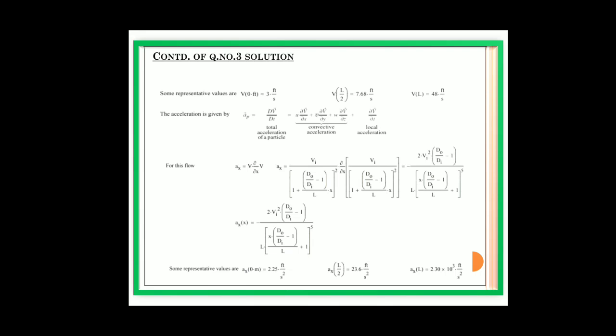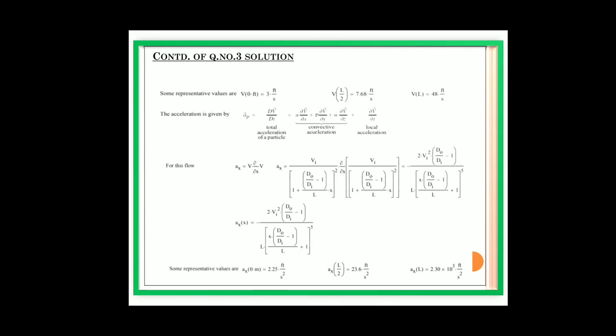2 into vi square into (d naught by di minus 1) divided by L into 1 plus (d naught by di minus 1) divided by L into x to the power 5, where we know the acceleration of a particle in the x direction is equal to 2 vi square into (d naught by di minus 1) divided by L into x, into (d naught by di minus 1) divided by L plus 1 to the power 5.